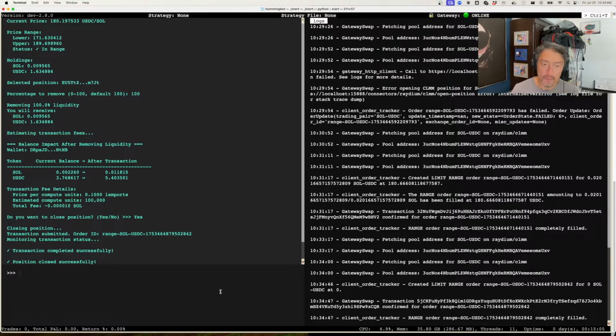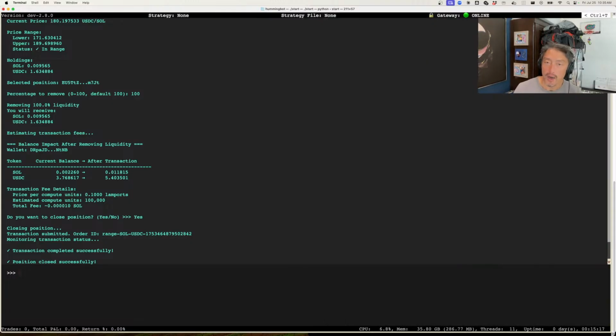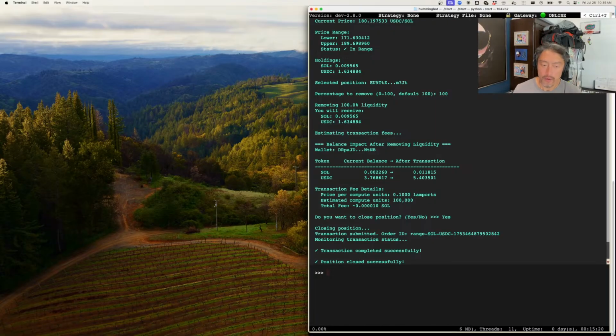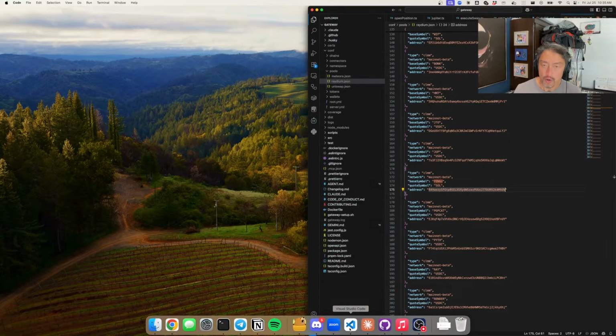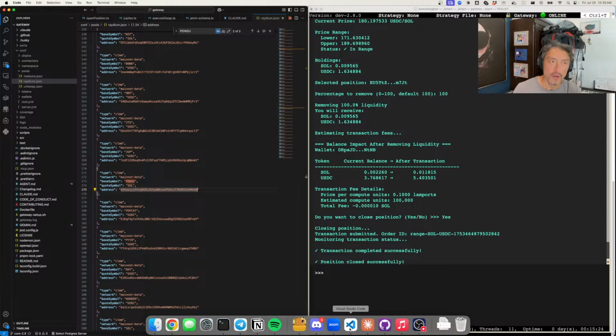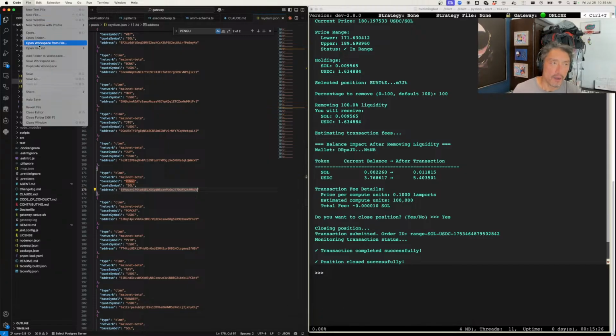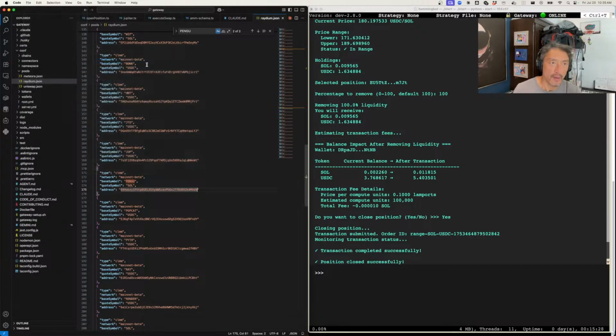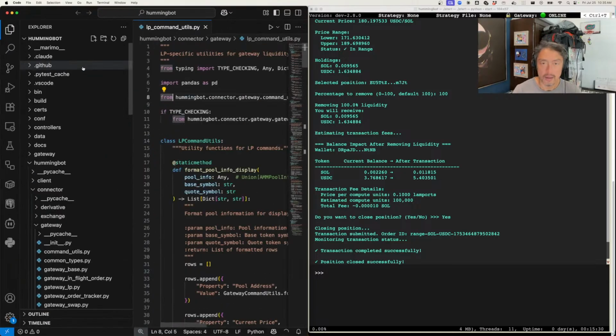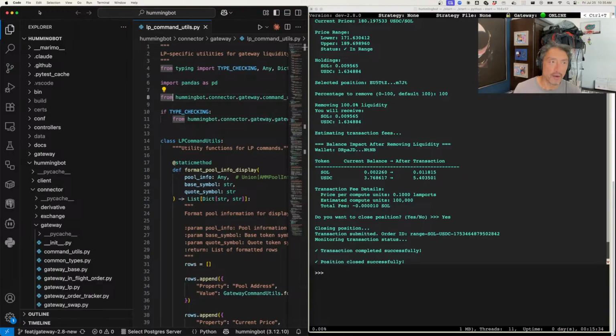Okay, so now what I think is new about Gateway is that you can access these commands using the command interface, but you can also automate them using a bot. So now let's take a look at what we can do in terms of automation. There's a few scripts that come with Hummingbot. So we can look at the Hummingbot scripts directory. Let me pull that up, and then we can look at that to understand what scripts are available.